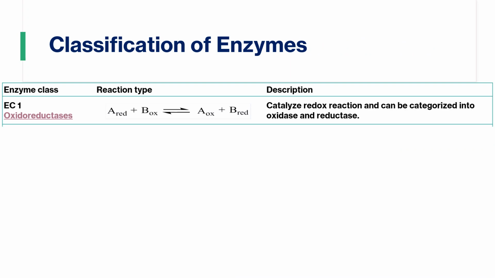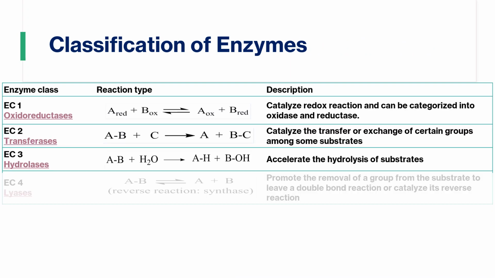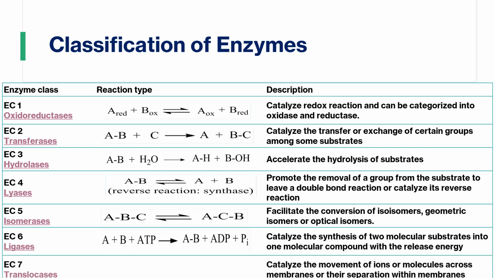Then we had a total of 7 classes, and you need to remember them sequentially. The first class is oxidoreductase, and when we do the IUPAC nomenclature of enzymes, it starts with 1. Then we have transferase, which is class 2. Class 3 is hydrolase, class 4 is lyase, class 5 is isomerase, class 6 is ligases, and class 7 is translocases.